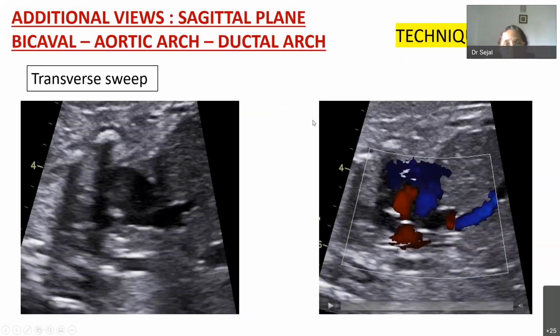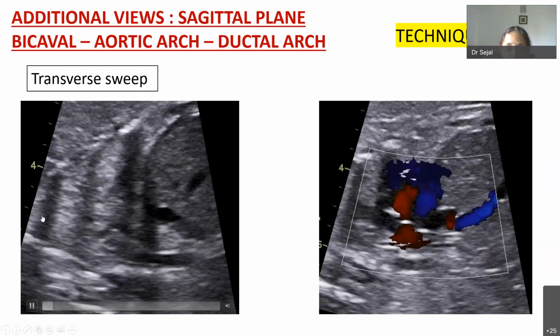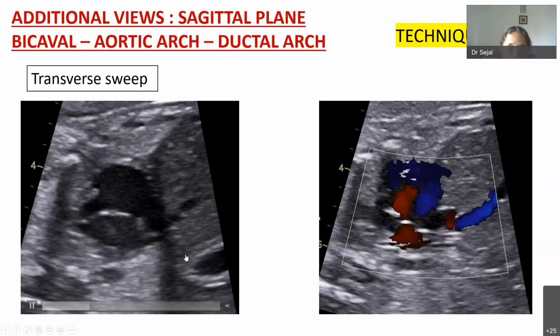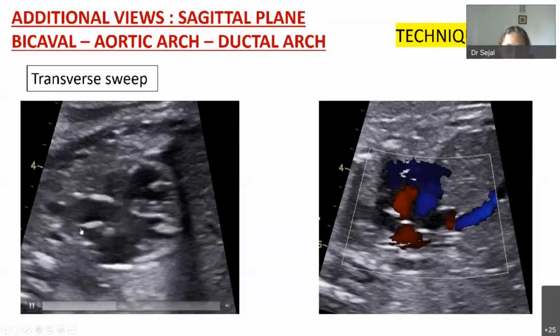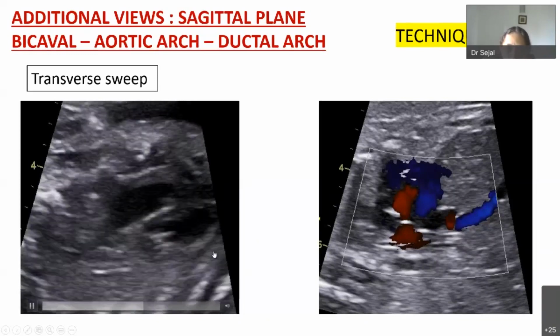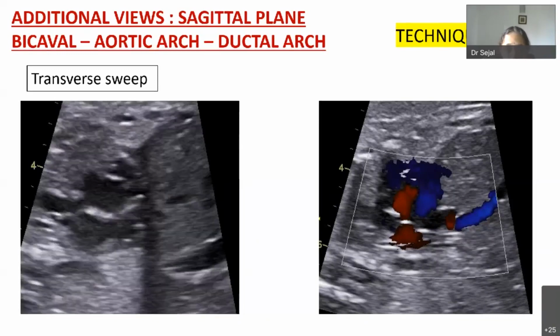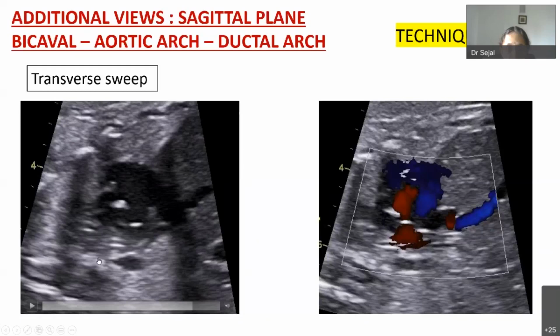The additional views are two. We understood that. From that, we need to now change the probe position and go to the sagittal cut of the fetus. When I come to the sagittal cut, I will have multiple things together, and you could start with the arches, you could start with the caval view. So this is a bicaval view. Remember, this is very similar to the subcostal bicaval view. And when I start, I see this.